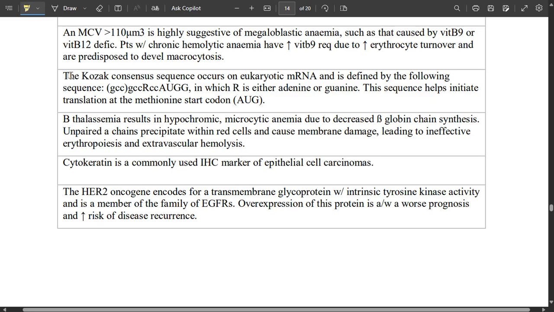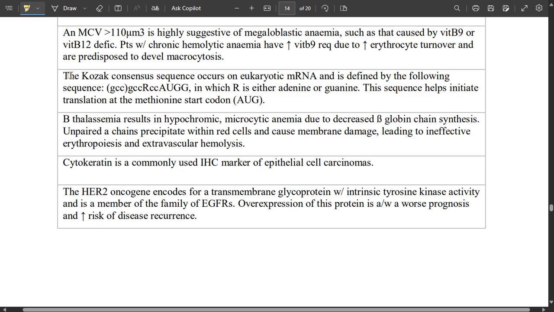It was defined by the following sequence. Before the AUG start codon for methionine, there is a Kozak sequence which is GCC RCC, in which R is either adenine or guanine. So R means A or G. So GCC RCC, R represents A or G.